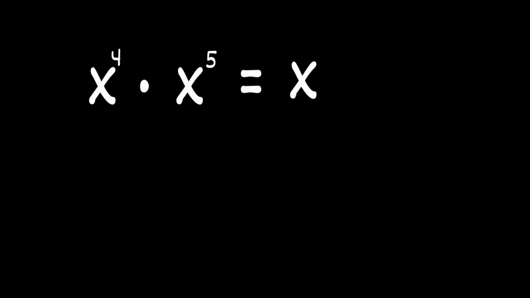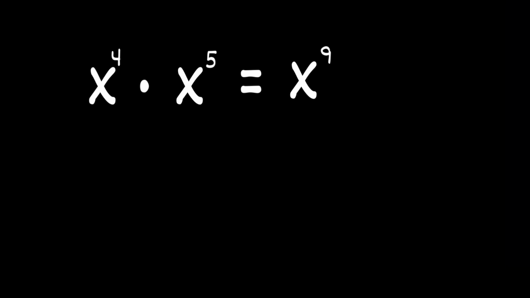In this video, we're going to focus on simplifying exponents, but let's go over some basic properties. What is x to the fourth multiplied by x to the fifth? What is that equal to? Whenever you multiply by a common base, you need to add the exponents. 4 plus 5 is 9.